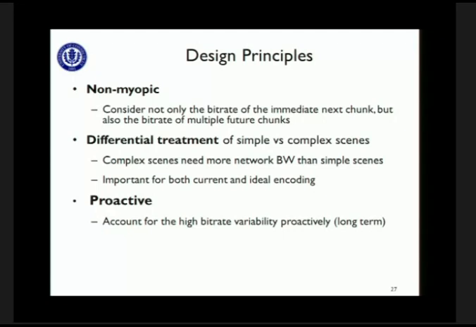Another more interesting thing is, since you know that you're going to have chunks of maybe higher quality Q4 type chunks coming up, you can actually use the preview to set your buffer level. So make the target buffer level dynamic depending upon what you're going to observe in the future.